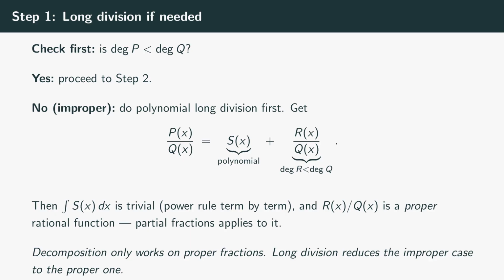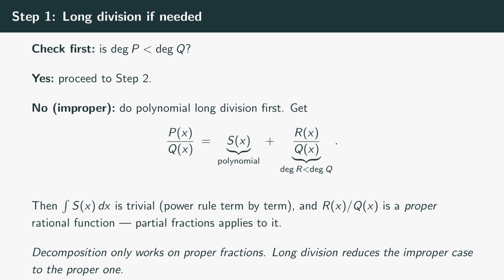Step 1. Before anything else, check the degrees. Is the degree of the numerator strictly less than the degree of the denominator? If yes, you have a proper rational function, and you can go straight to step 2. If the degree of p is greater than or equal to the degree of q, the fraction is improper and partial fraction decomposition doesn't directly apply. But there's an easy fix: polynomial long division.